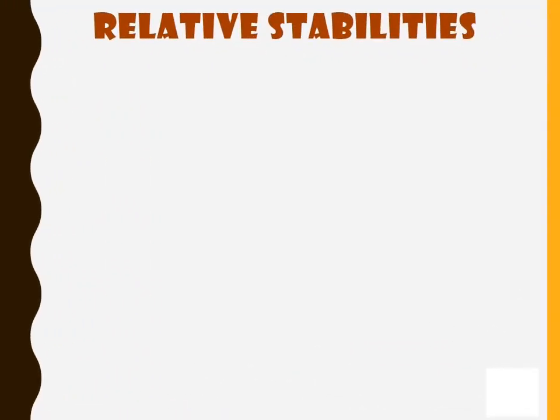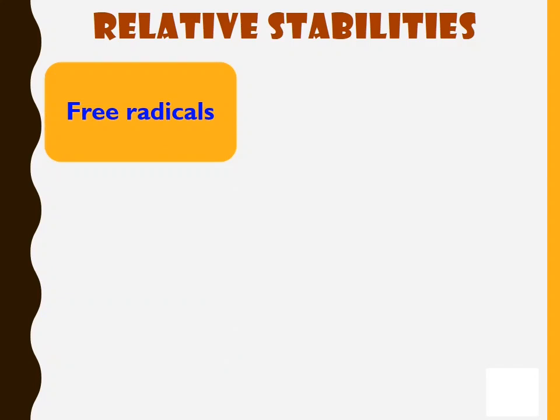Next, we look at relative stabilities. The types of relative stabilities consist of three types. First, we have free radical. Free radicals are produced from homolytic cleavage. We have four types of free radical here. First, we have methyl, where the carbon free radical is bonded with 3 hydrogen. And then we have the primary carbon radical here.